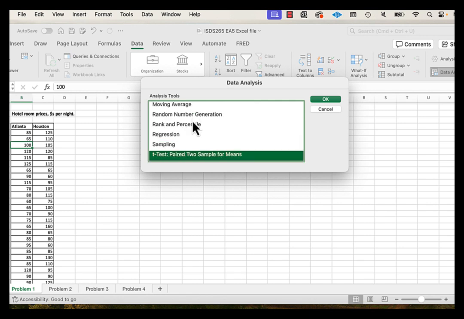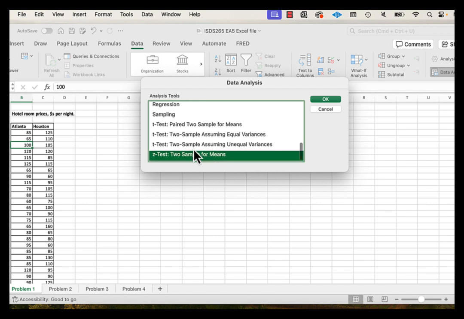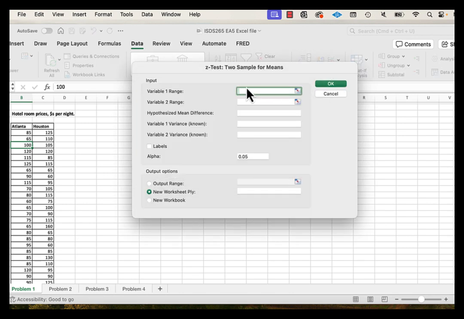T-test, so here we get into some T-tests: paired 2 sample for means, T-test 2 sample assuming equal variance, T-test 2 sample assuming unequal variance. So these are very similar, equal variance versus unequal variance. And here we have a z-test 2 sample for means, and that's the one that we want for problem number 1. If we click on that, it asks for variable 1 range, variable 2 range.